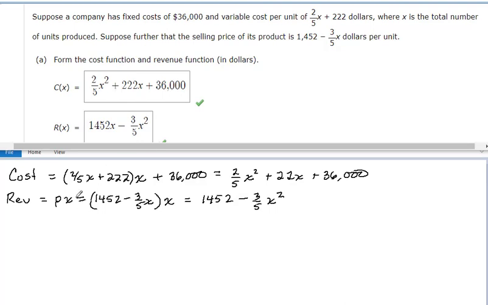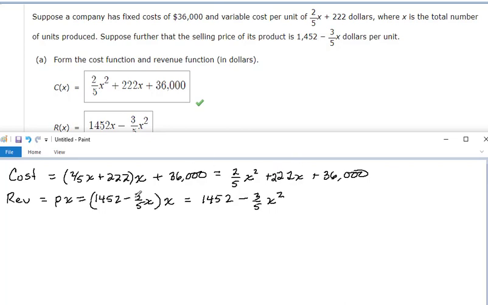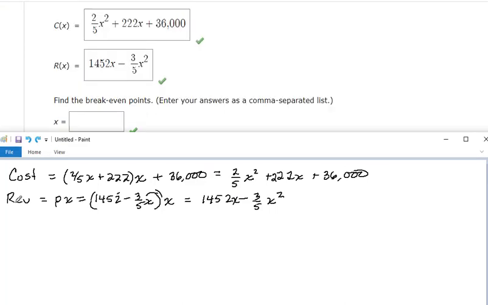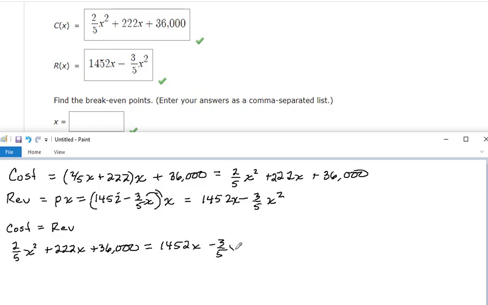Okay, I got them typed in, and now let me fix some little typos here. That was 222x, and when this x distributed through, I got an x right there. Okay, there's my cost and revenue. Find the break-even points. To break even, you have cost equal to revenue. Cost, 2/5 x squared plus 222x plus 36,000 is equal to revenue, 1452x minus 3/5 x squared.